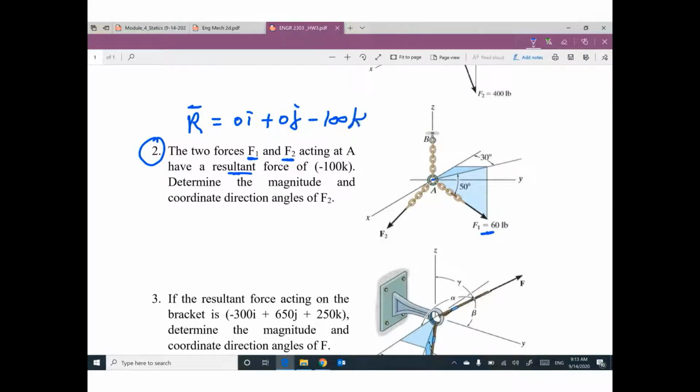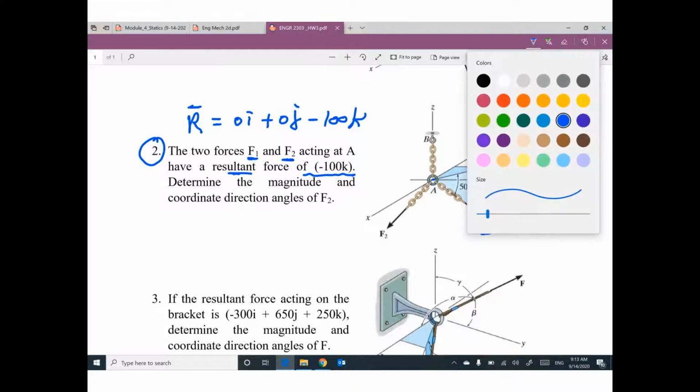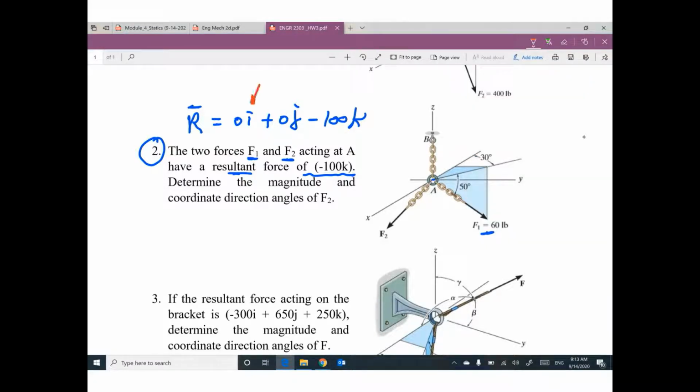So this value represents minus 100 K. Yes. K means Z direction. So we have I in X, J in Y, K in Z. So the three components of the resultant force are given: 0, 0, negative 100. F1 is given 60. For F2, nothing is given, because the problem asks for the magnitude and the direction coordinate angles of F2.